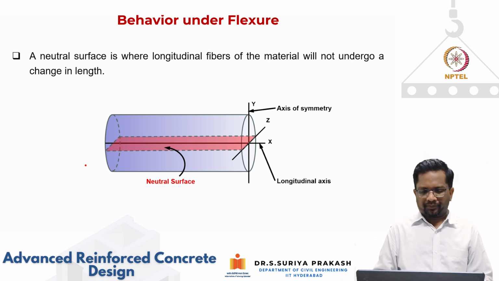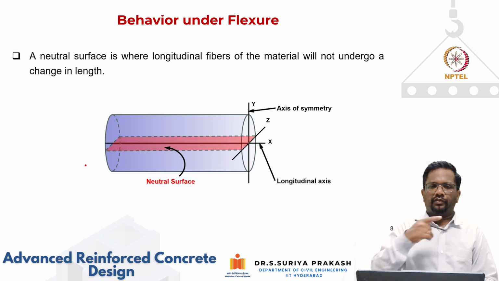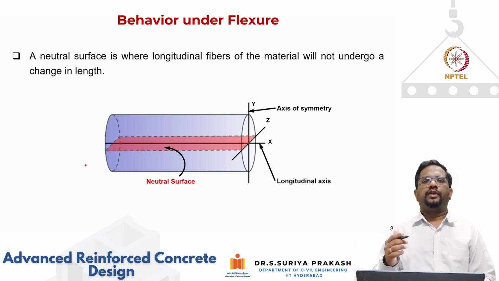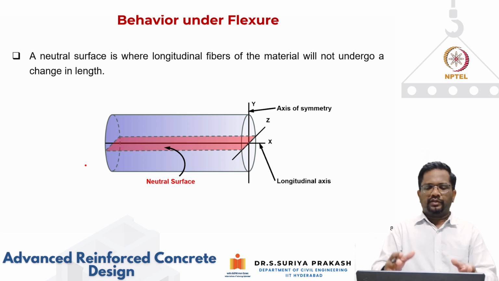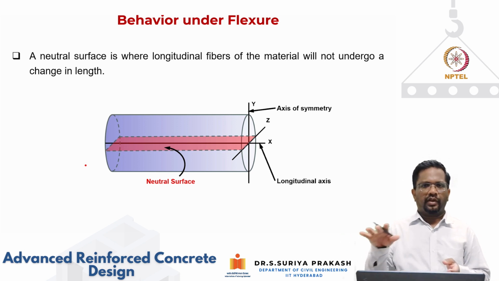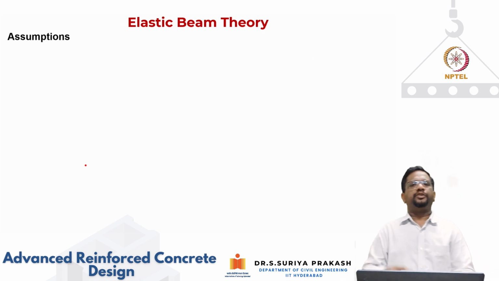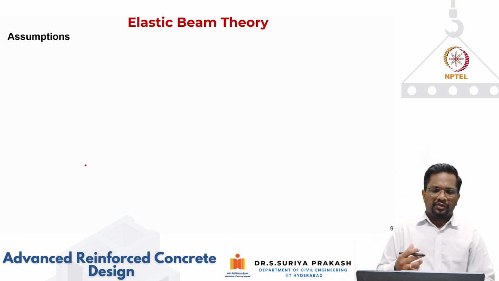where there is no change in length. Okay, but if you look at a cross section, then the surface will become a line. So that is what we call a neutral axis. In this case, because the illustration is given in a three-dimensional fashion, there is going to be a surface in which the deformation is not going to be there, or there's not going to be change in length. Right. So what are the assumptions that we have made in elastic beam theory?